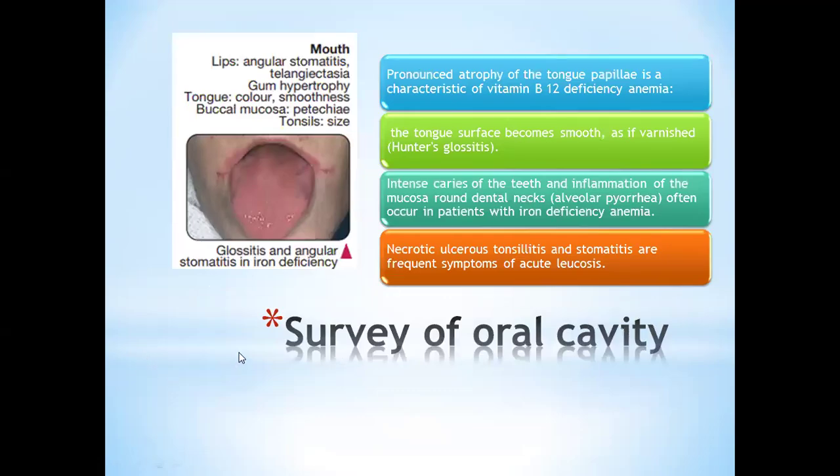Examination of the oral cavity is very important also. Pronounced atrophy of the tongue papillae is characteristic of vitamin B12 deficiency anemia. The tongue surface becomes smooth as if varnished, Hunter glossitis. Intense caries of the teeth and inflammation of the mucosa around the dental necks. Alveolar pyorrhea often occurs in patients with iron deficiency anemia. Necrotic ulcerous tonsillitis and stomatitis are frequent symptoms of acute leukosis.